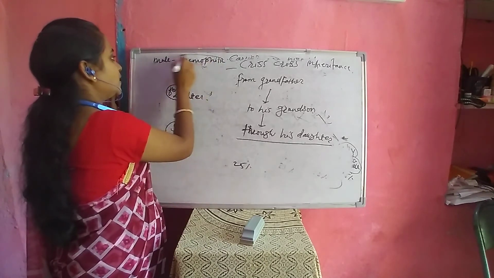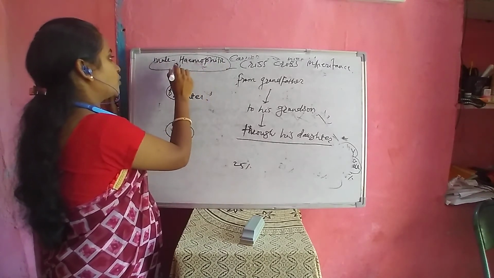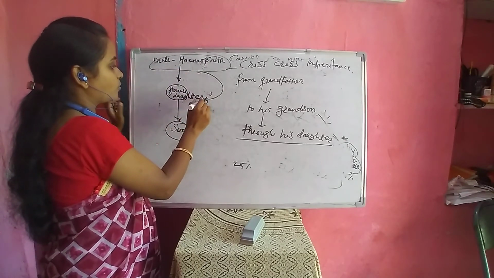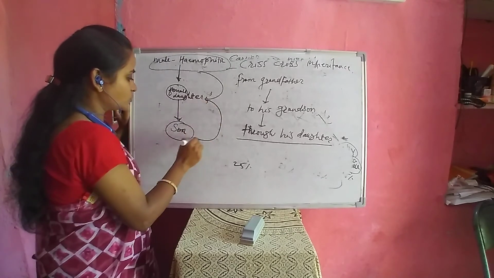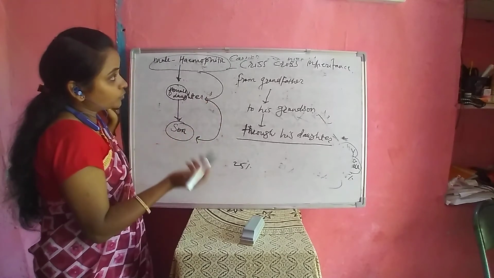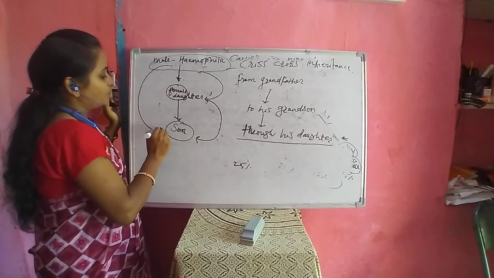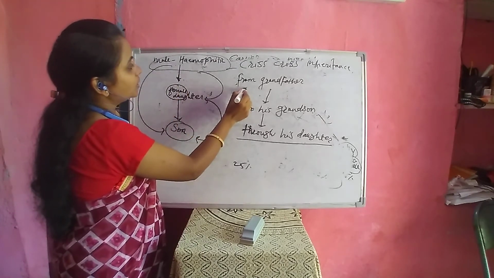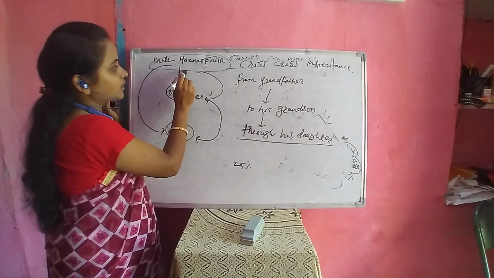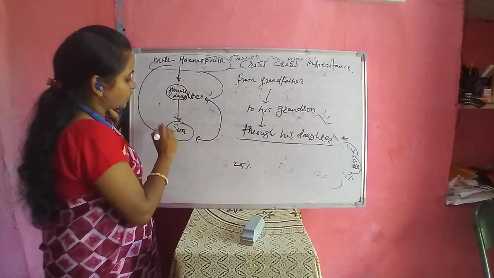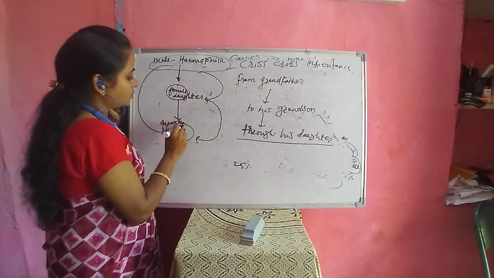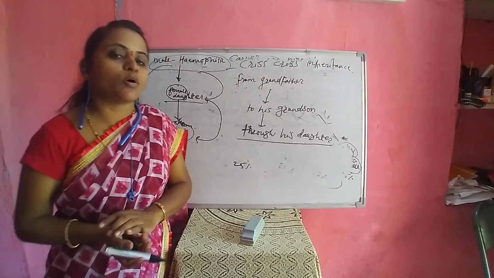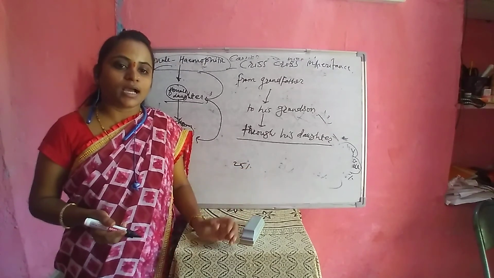Understand? From the hemophilic male, the character goes into the female daughter, and from this female daughter the character goes into the son. So where did it come from? From the male parent, the grandfather, this hemophilic character goes into the grandson through the daughter. That is all about hemophilia. Okay, thank you.